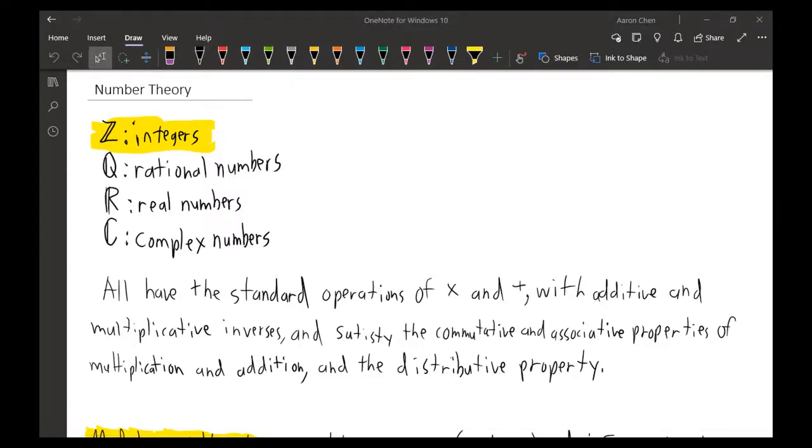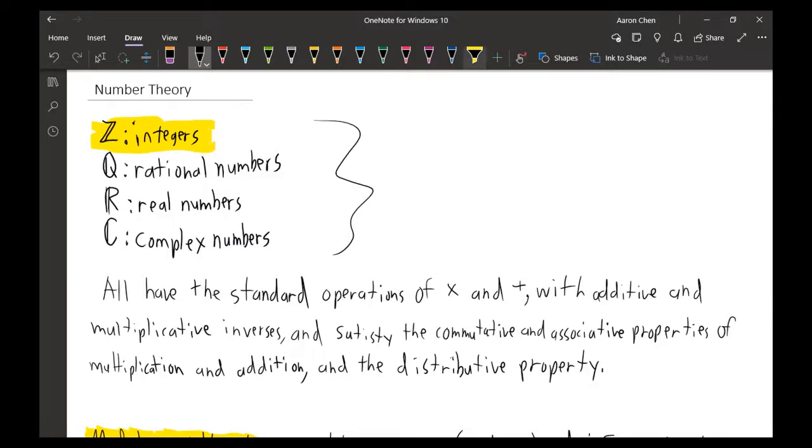Okay, so I guess I'll be starting now. Today's lecture is on number theory, as you can see from the title. First of all, I'm going to be introducing some notation. And so this is the notation.